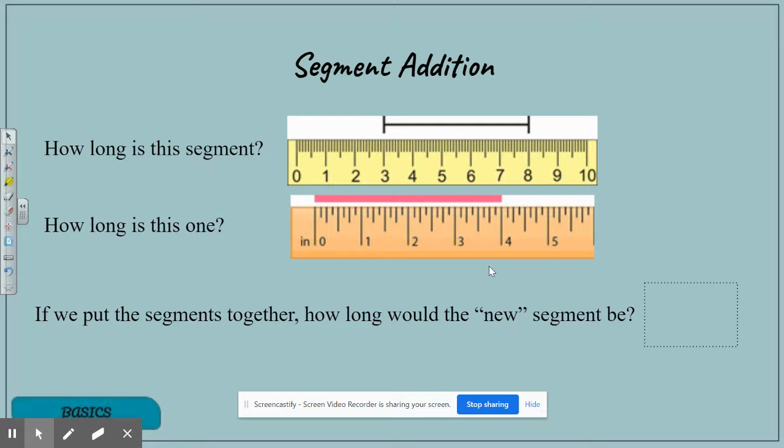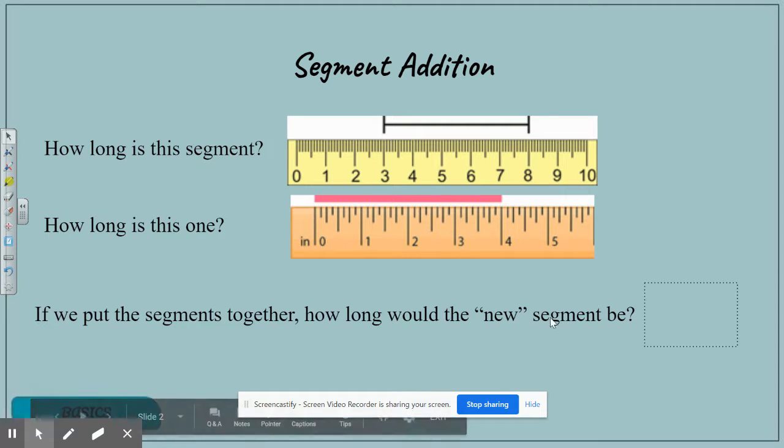All right, so if you look at these little rulers, can you figure out how long the segments are? Well, this first segment goes from 3 inches to 8 inches, so it is 1, 2, 3, 4, 5 inches long. The other one goes from 0 to 4, so it's 4 inches long.